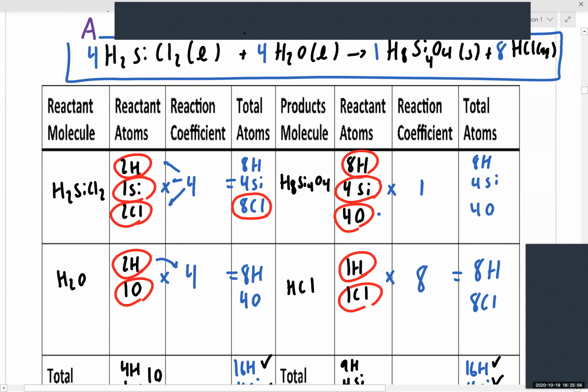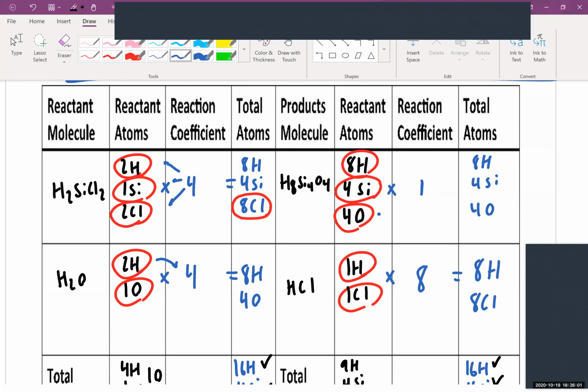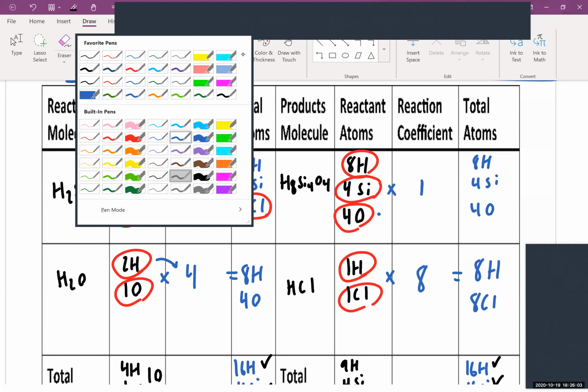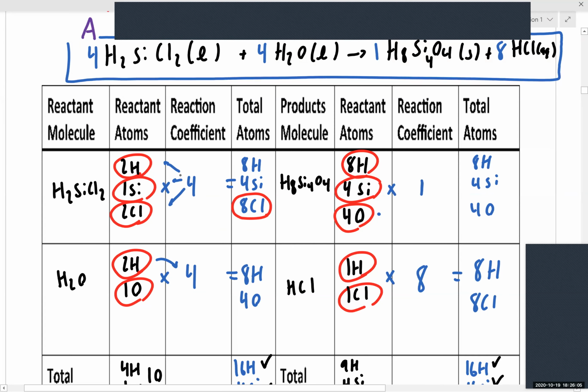Professor, I have a question. Yes. So when we're looking at our reactant atoms, what is it exactly that we're looking at to see which one is the least one that we're gonna pick?